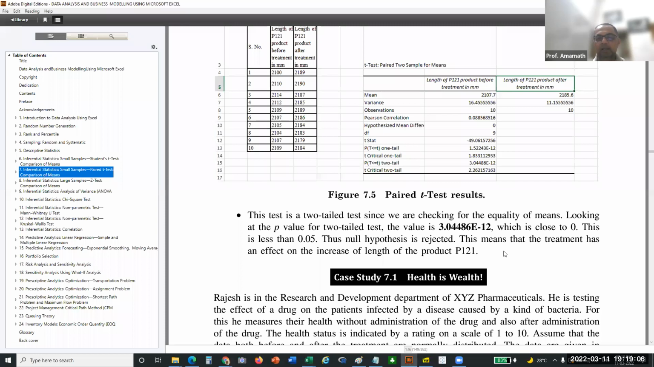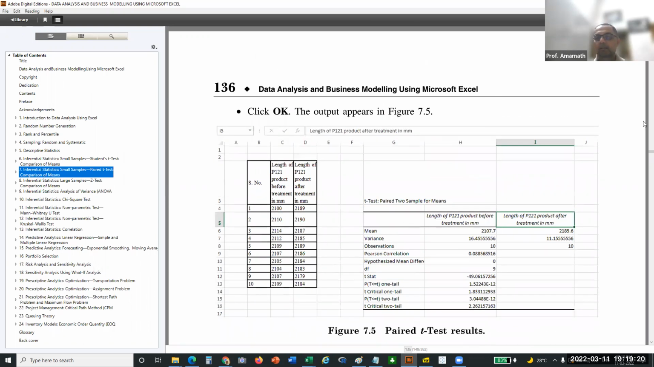That means the current treatment has an effect on the increase of the length of the product P121. So mu1 is not equal to mu2. That is a subtle difference in this. So what is my hypothesis here?